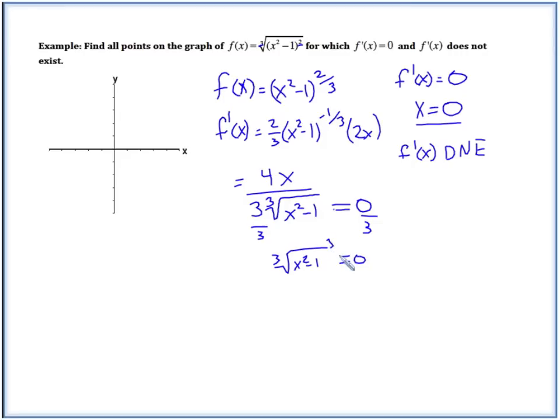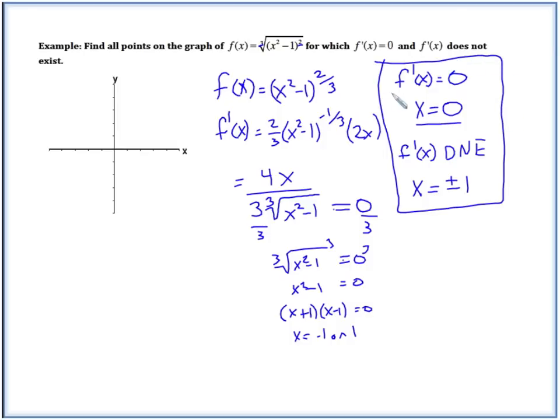So we can cube this function. Cubing 0 doesn't do anything. Now we have x squared minus 1, and we can factor it: x plus 1, x minus 1. And so we know that x equals negative 1 or 1 will give us an undefined derivative. So the derivative does not exist when x equals plus or minus 1.